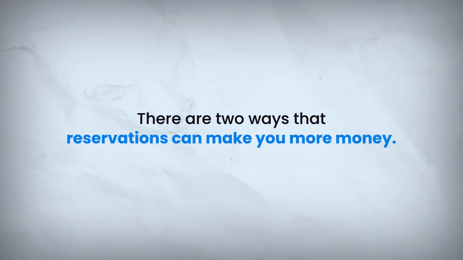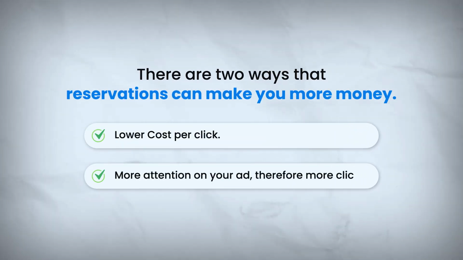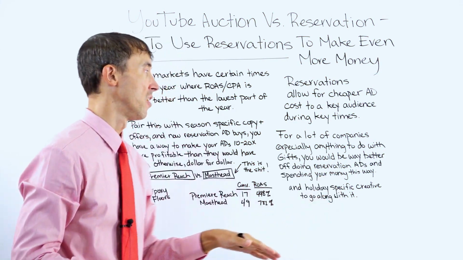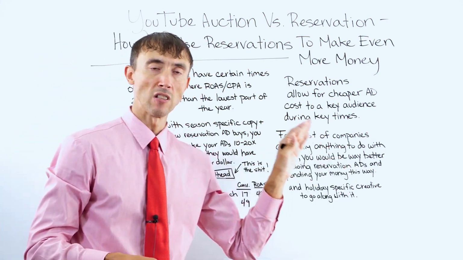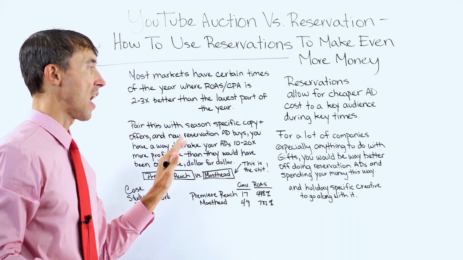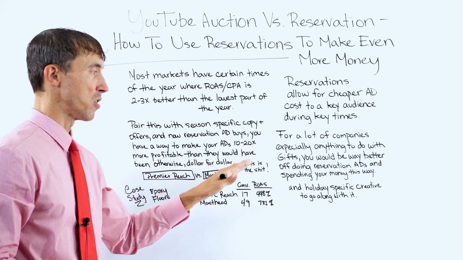So there's actually two ways reservations make you more money: lower cost per click and more attention on your ad, therefore more clicks itself. I'm going to go into detail about these reservation ads, some other things to know to execute and take advantage of this great feature, why you would want to use it, and of course, why you would not want to use it, because there's plenty of times where you wouldn't want to use it.